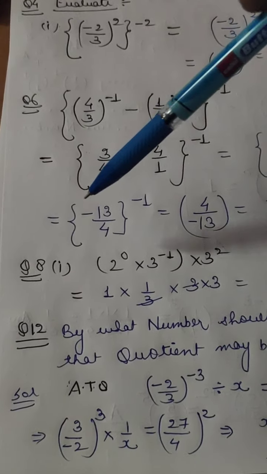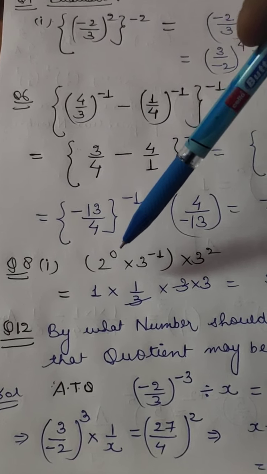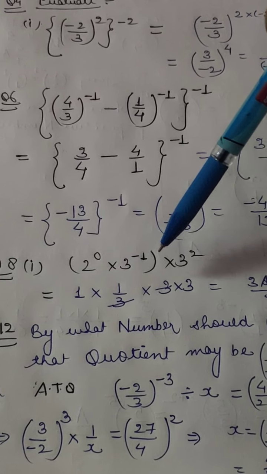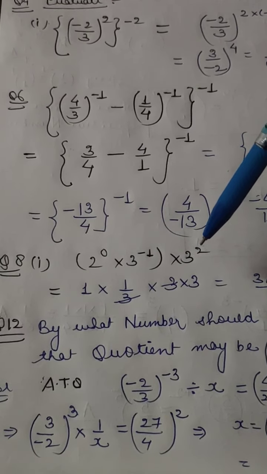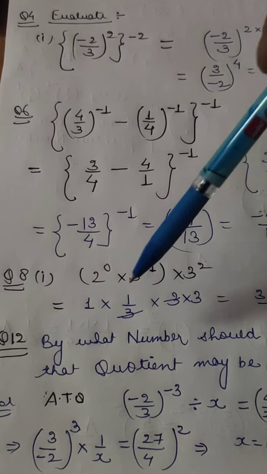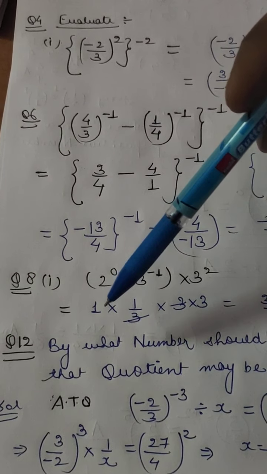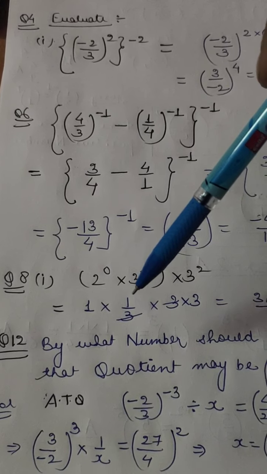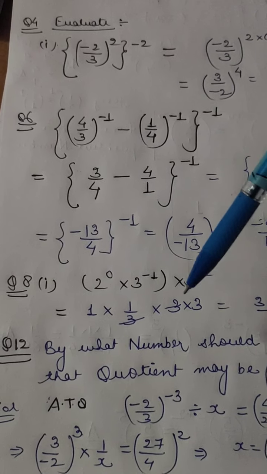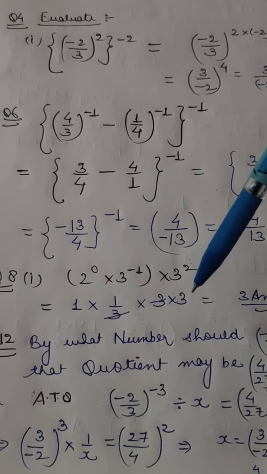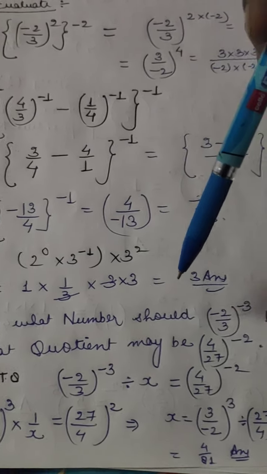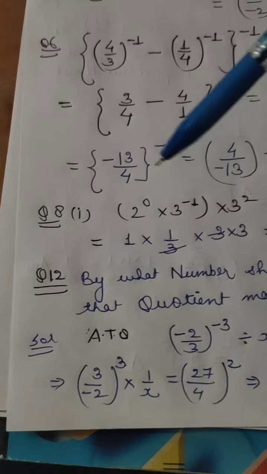Next question is question number 8. Question number 8 is 2 to the power 0 multiplied by 3 to the power minus 1 multiplied by 3 to the power 2. You have to find the value of this. 2 to the power 0 is 1 and 3 to the power minus 1 is 1 upon 3, and 3 to the power 2 is 3 into 3. 3 and 3 are cancelled out and the result is 3.